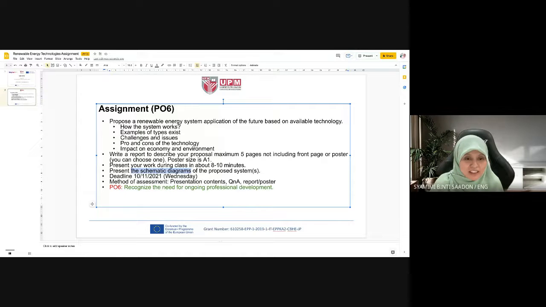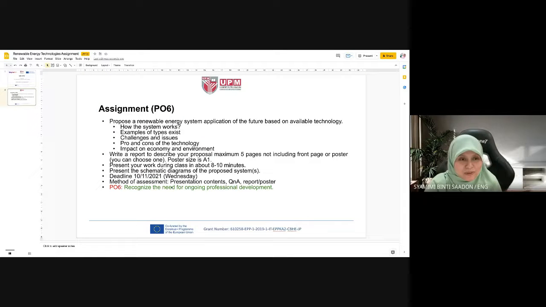Okay, and the deadline: the presentation is on the 10th. So you present and then you submit the report. I will assess you, and this accounts for 10% of the marks, in the presentation and report. So, can we do that? We have about 3 weeks to prepare, insyaAllah. Not next week yet, next week I'll do more lessons.